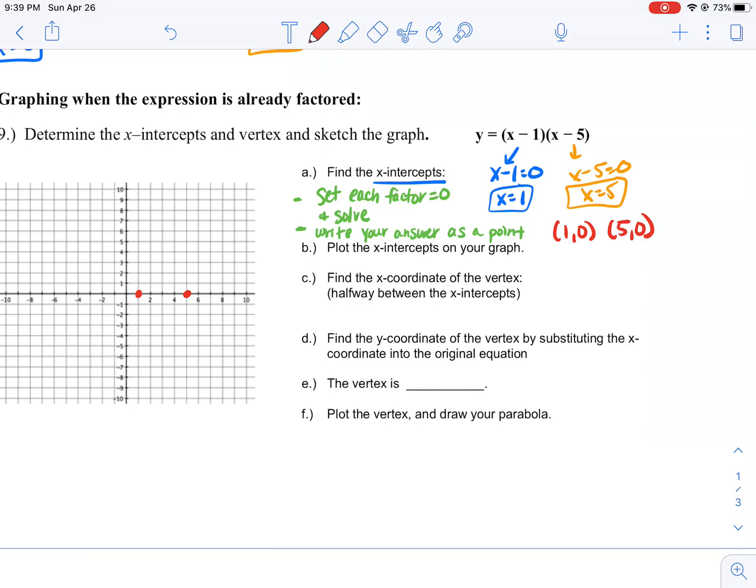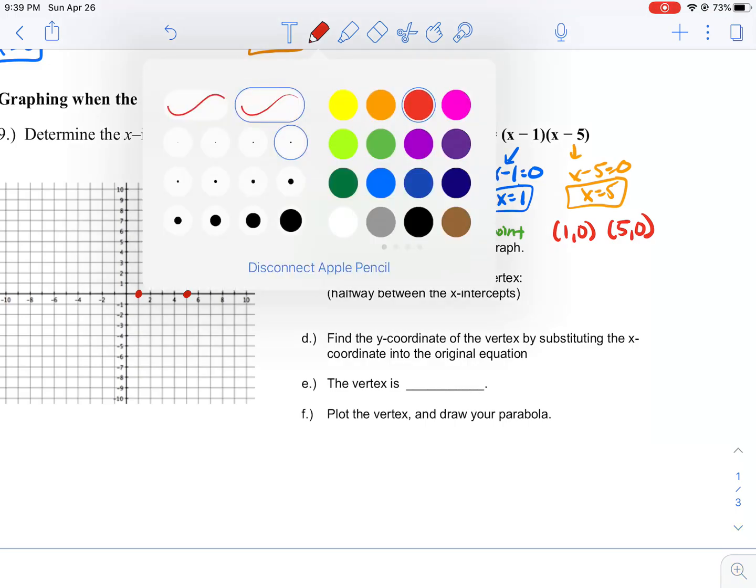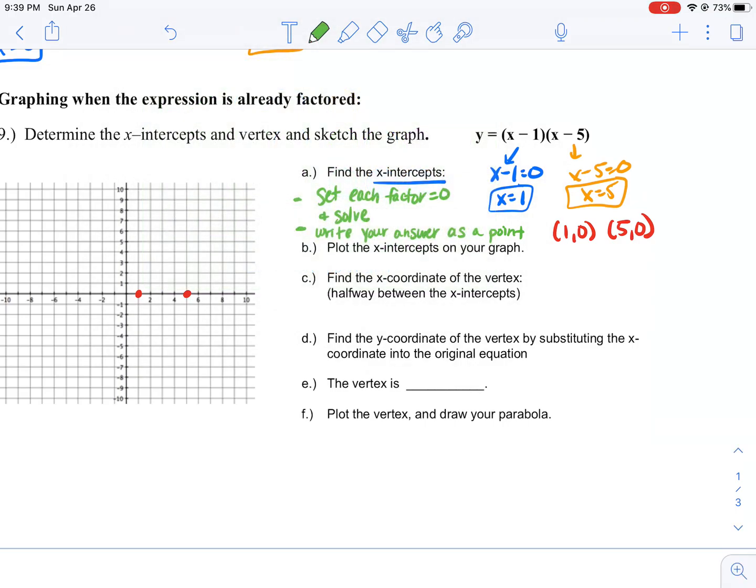The next step for C is having us find the x-coordinate and the y-coordinate of the vertex. If you remember, a vertex is either the highest point or the lowest point on your graph. So we find the vertex halfway between our x-intercepts: we add our x-intercepts and then divide by 2. My x-intercepts were 1 plus 5, divided by 2. So 6 over 2 is 3.